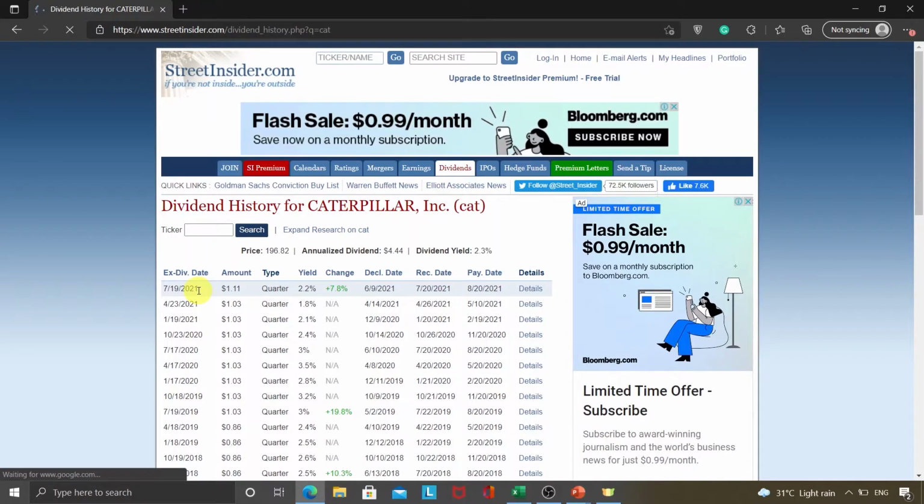So what we will do, we shall copy these details of dividend from here and we shall paste these details into our Excel sheet. After pasting it, we shall start our analysis.